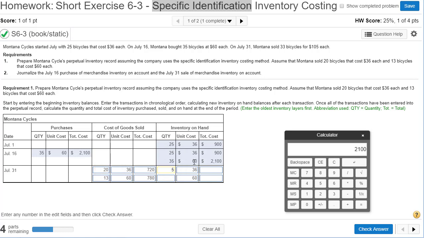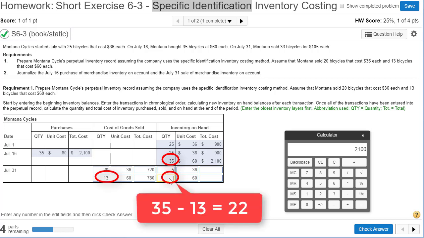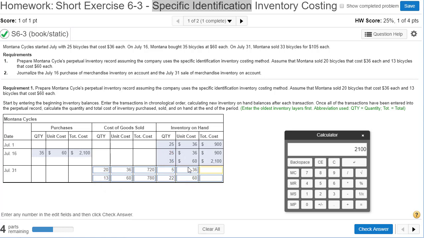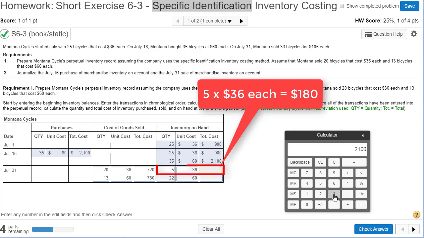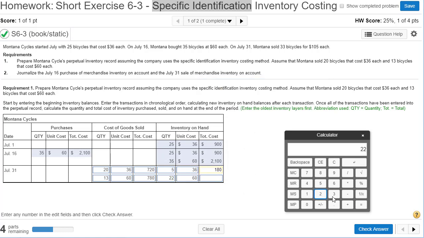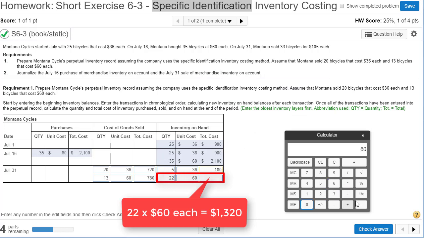And now let's work on this $60 layer. If we had 35 back on July 16th, but we sold 13, how many do we have left over at that $60 level? So 35 minus 13 gives us 22 units left. So now we have to figure out how much they cost us for our remaining inventory. 36 times 5 is 180. And then we're going to do 22 times 60, which gives us 1,320.